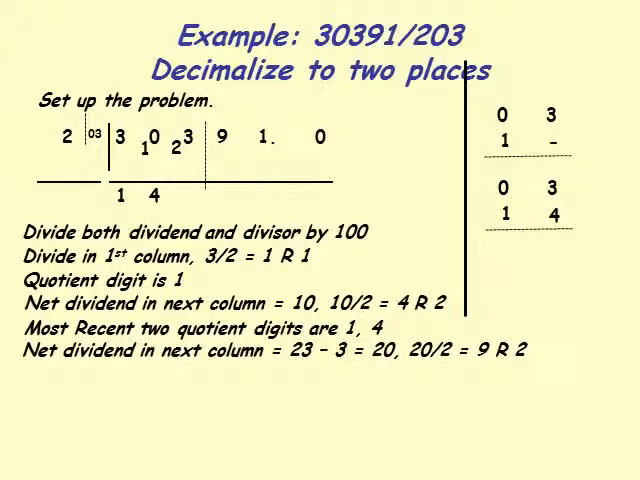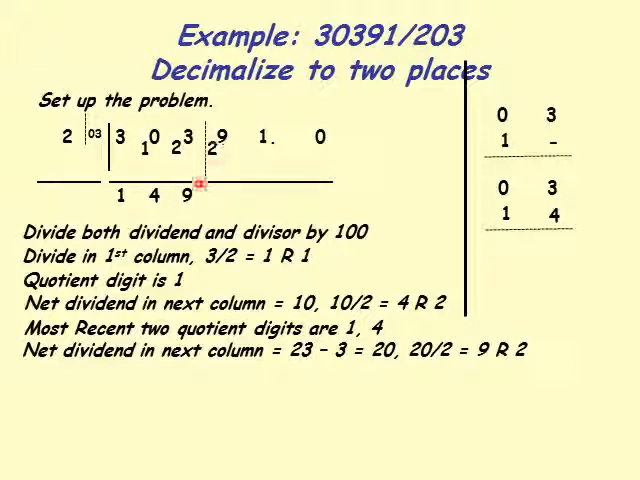Let's continue here. The net dividend in the next column is 23, minus 3 times 1 plus 0 times 4, which is 3, giving 20. 20 divided by 2, I use 9, remainder 2. Same thing, I just use the alternate remainder. So look at 9, remainder 2.